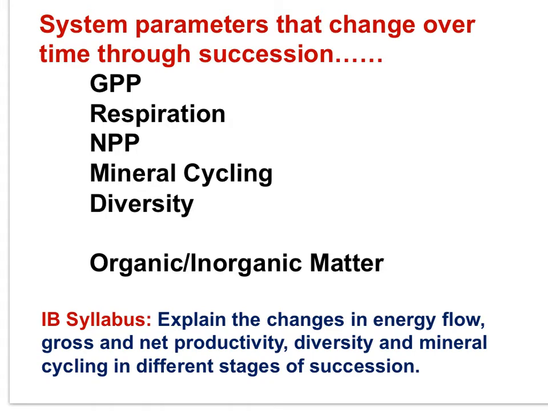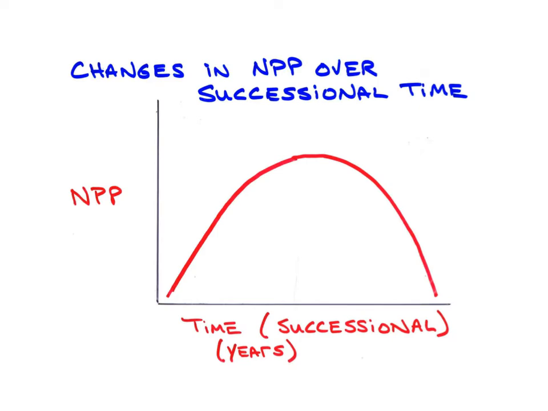So I've examined GPP and respiration as two parameters that change over time through succession. I've hinted at NPP, but let's look at it more closely. Pay close attention here because there are some nuances around NPP early in succession. Here is a graph of NPP over successional time. You should have expected this graph from what I've presented so far.